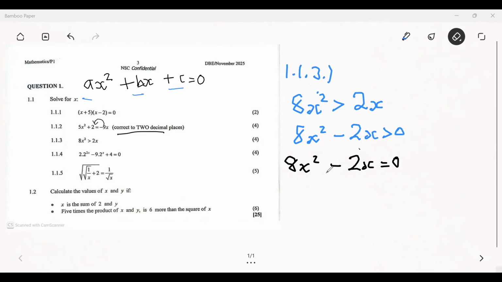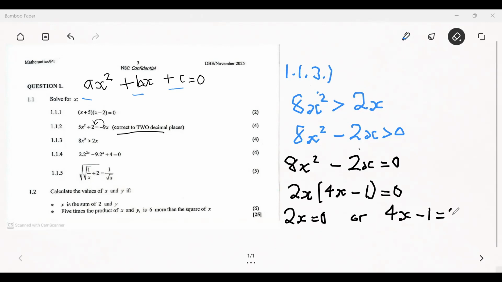To solve this equation, you pull out the highest common factor of 2x, because that's the highest common factor. I'm going to get 4x here. I'm going to get minus 1 there. Once again, two things multiplying equal to 0, set each of those to 0, and then you get equations. 2x equals 0, or 4x minus 1 equals 0. Then I'm going to get two answers here. x is equal to 0.